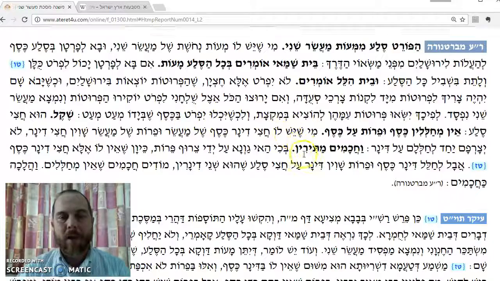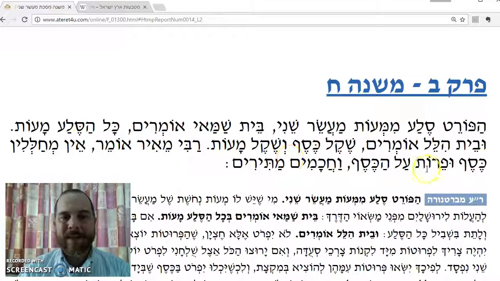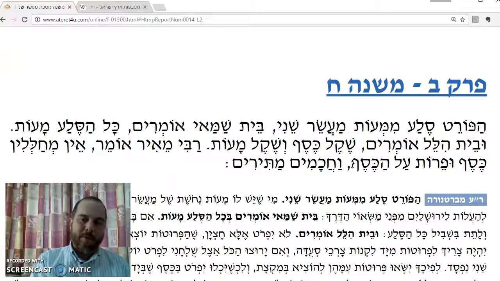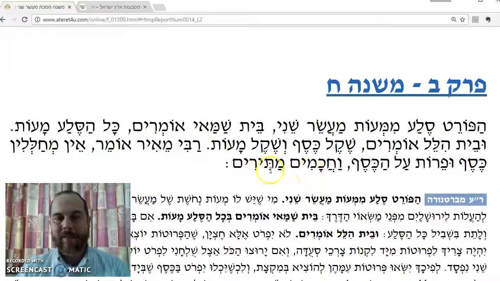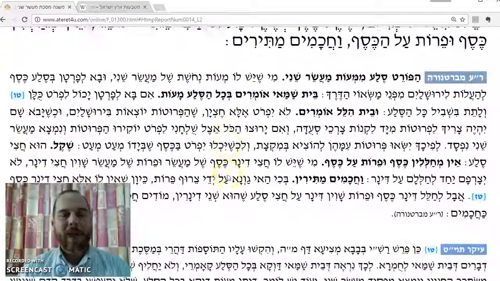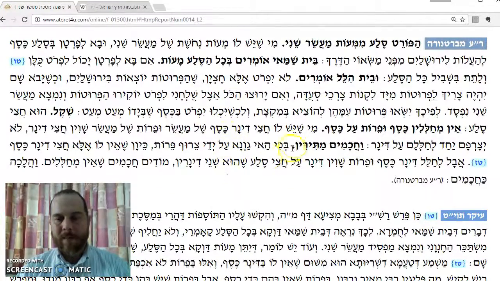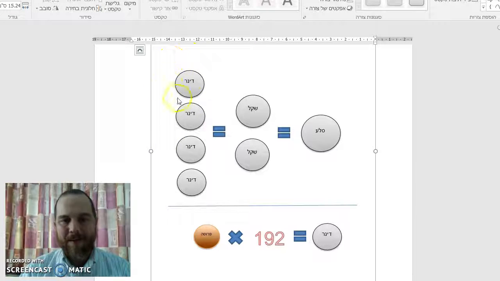Can I? So, Beit Shammai, Rabbi Meir says, ein mechalin kesef uperot ala kesef. You can't combine them both together. Rather, the perot you do on nechoshet, and then when you have enough nechoshet, you get to the kesef. Chachamim metirim, and chachamim permit it. Okay, b'chi hagavda, in this case, why? Because you're talking about the smallest denomination of a dinar.